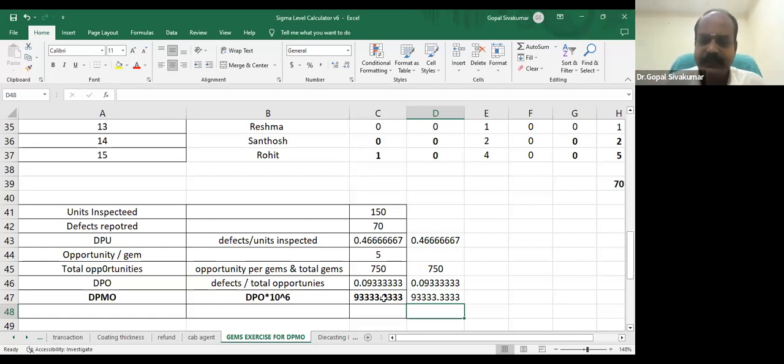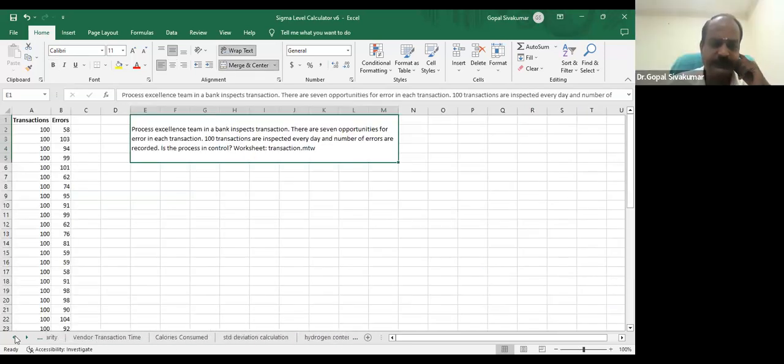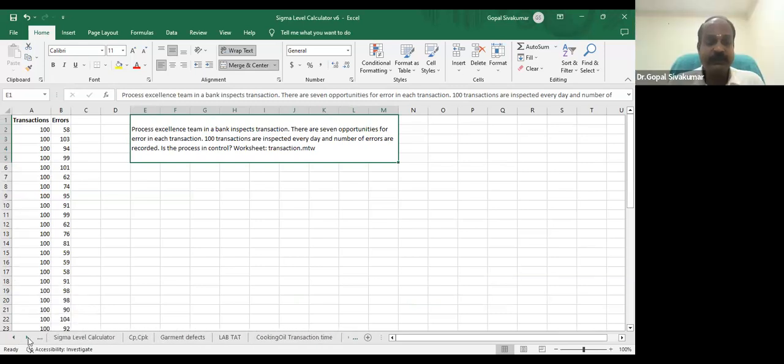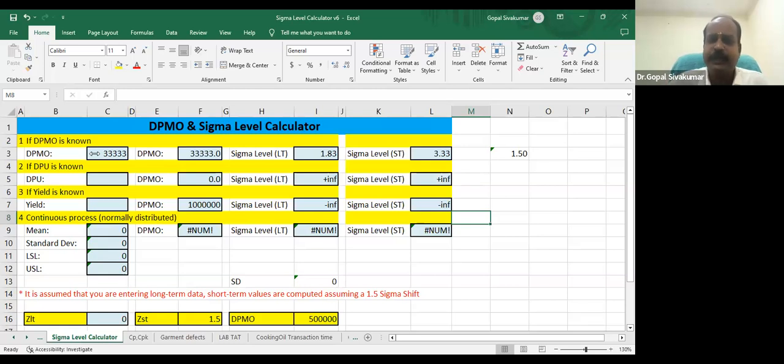Now, 93,333. Is this Six Sigma performance? No. What is our definition of Six Sigma performance? Less than 3.4 defects. Where is 3.4 and where are we? Far, far away from that, isn't it? There is an enormous scope for improvement.